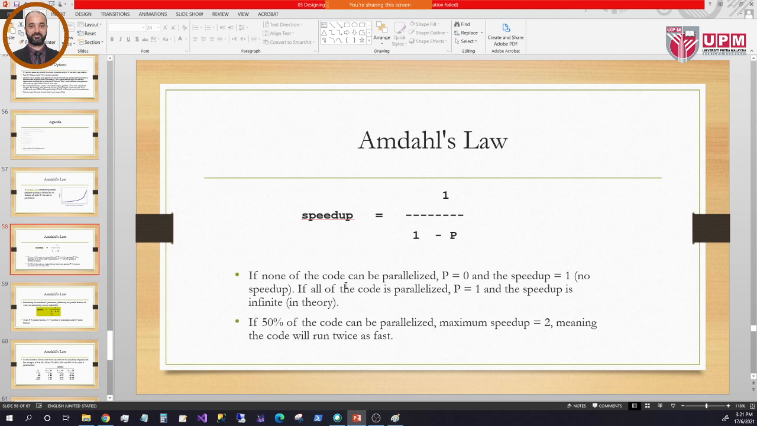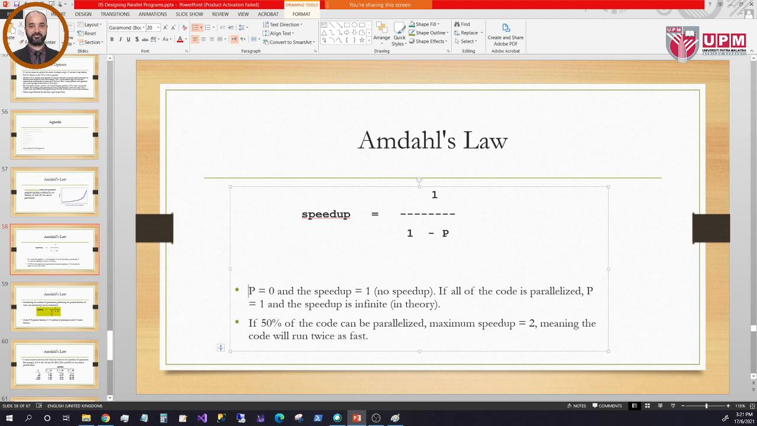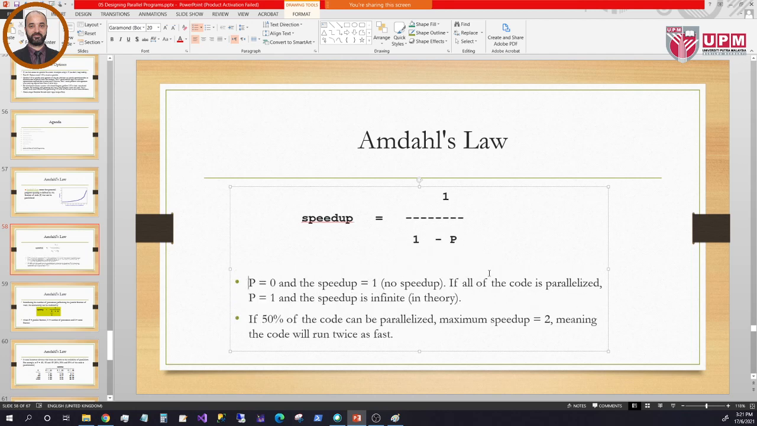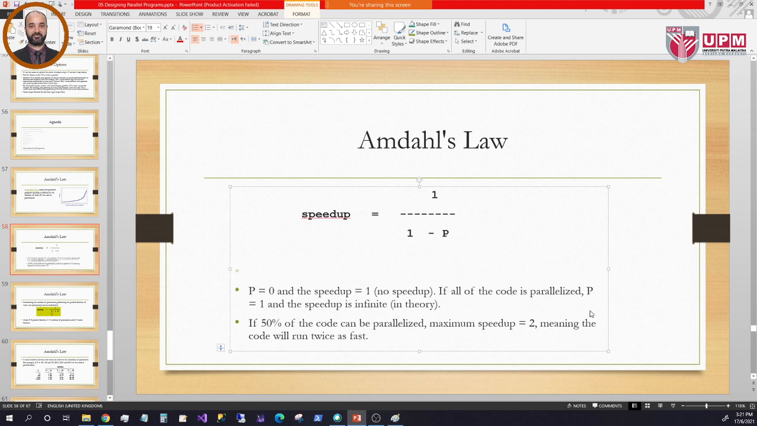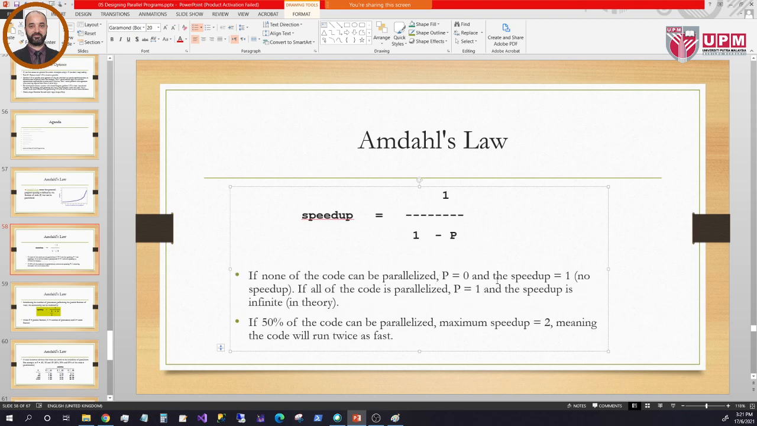So if none of the code can be parallelized, if the nature of the program is non-parallelizable, in that case P will be equal to 0. So there will be no speedup. And the speedup will be equal to 1, so that means no speedup.